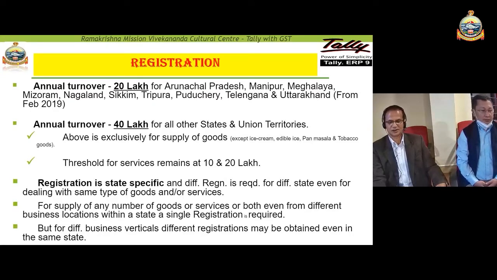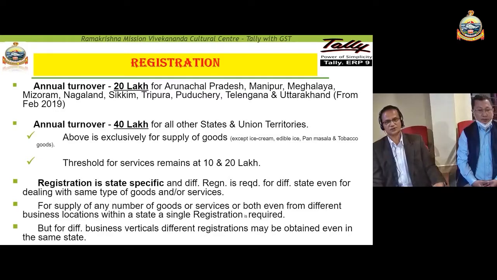In short, the special category states are all the northeastern states, excluding the state of Assam, including Sikkim. Other than the northeastern states, Puducherry, Telangana, and Uttarakhand are also special category states. Here the turnover threshold is 20 lakhs for supply of goods. For other states and union territories, it is 40 lakhs. Till 20 lakhs or 40 lakhs of business, no registration is required.